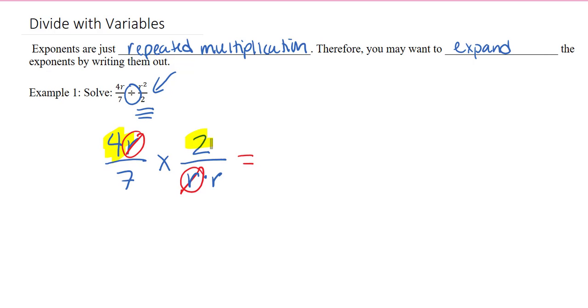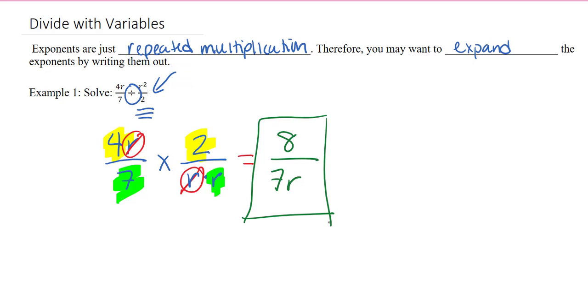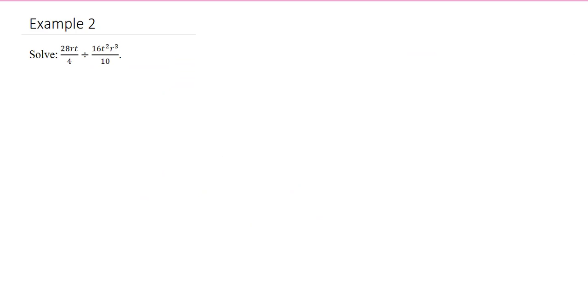So now we're going to multiply the top together, and then we'll multiply the bottom together. So what do we end up with? We have 4 times 2, because we don't have the r anymore. And then we have 7 times r, so that's just 7r. And then we have it reduced, so that would be our solution. Now let's do another example.